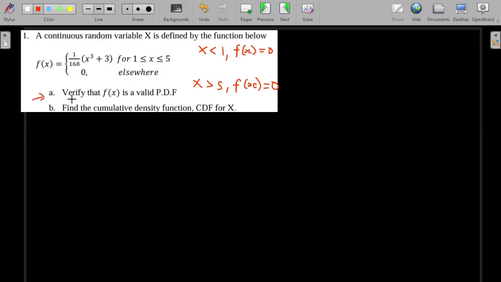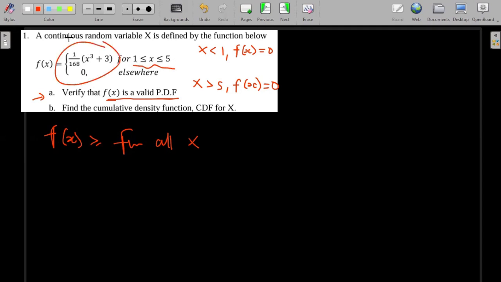In the first part, they're saying verify that f of x is a valid PDF. And then B, find the cumulative distribution function, which is the CDF of x. So how do we verify that something is a valid PDF? Well, we have to consider two important properties of a PDF. The first is that a PDF should be non-negative for all x in the specific domain. We see here that if we pick any x within 1 to 5, this will always be positive. So this is satisfied.